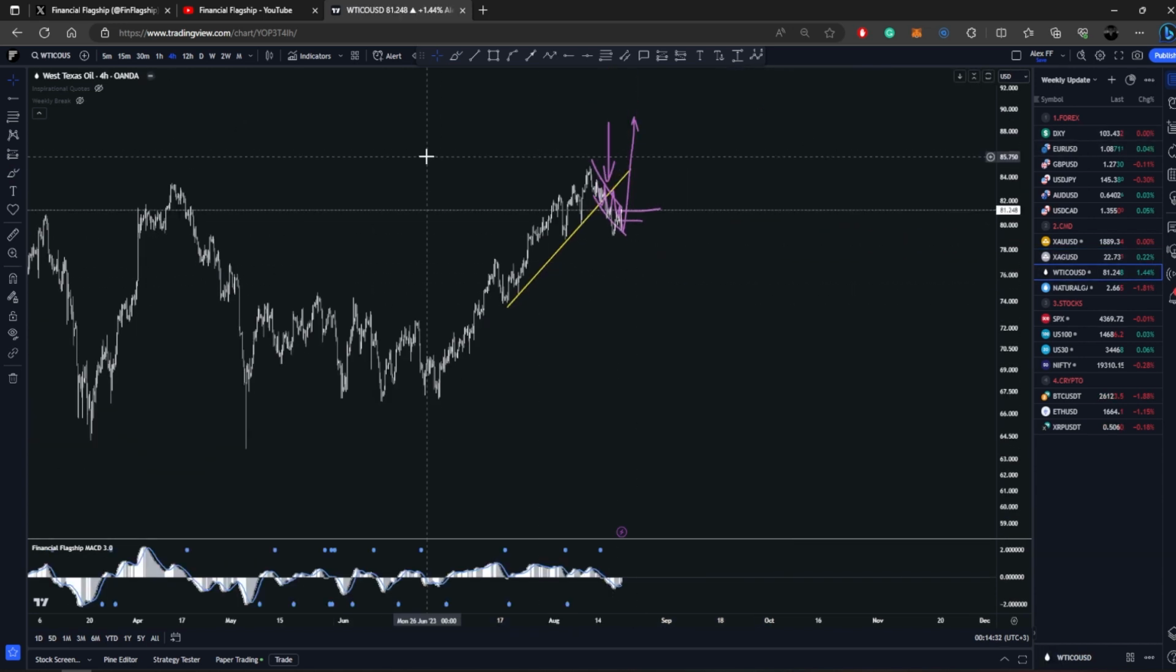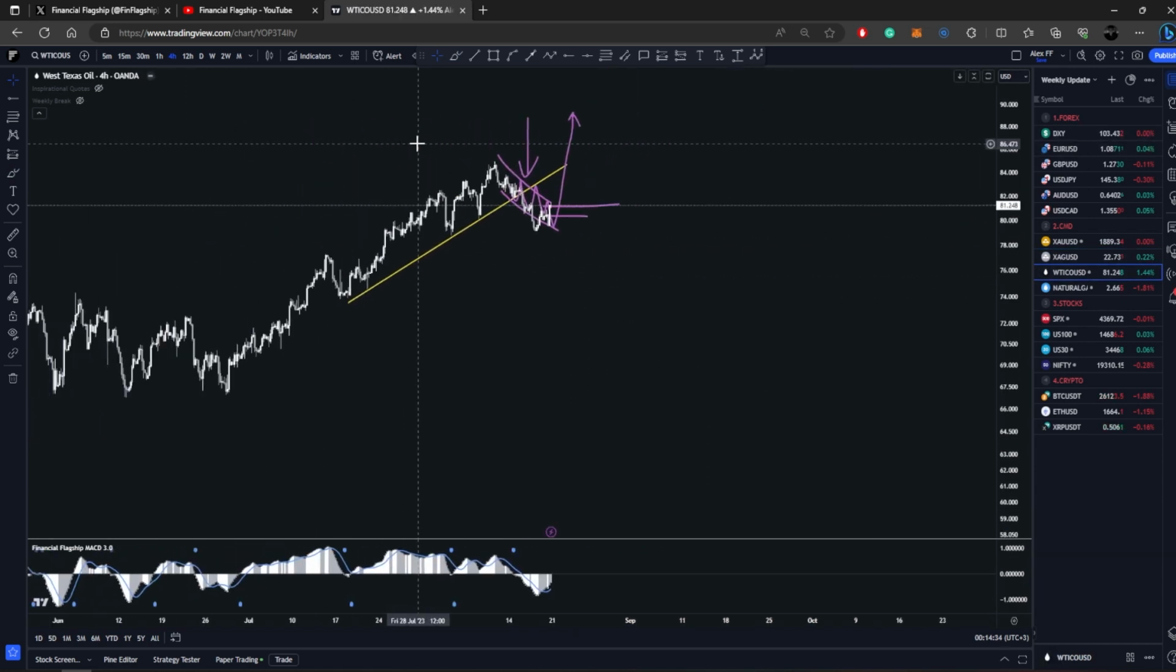For oil, last week I was expecting the price to develop a consolidation, and as you can see, the price moved exactly as I was expecting, a break of this trend line. These are the drawings from the previous analysis. Also, don't forget to check our video in the description below so you can track our analysis from last week.